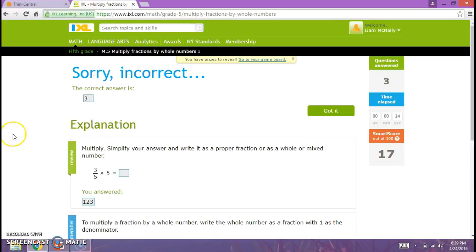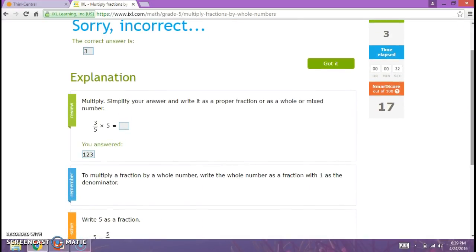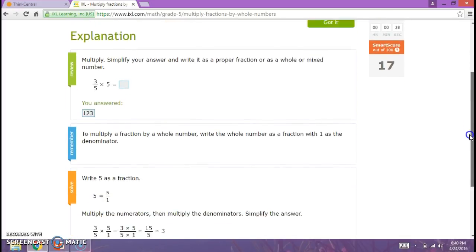It gives them an explanation of why the answer is what it is. It gives them immediate positive feedback. It also gives them immediate feedback when they're incorrect. It tells them the correct answer. It gives them strategies to work through. So these two are really great.